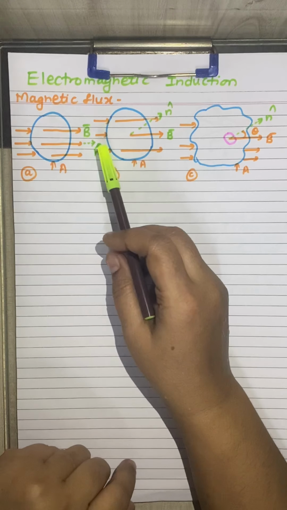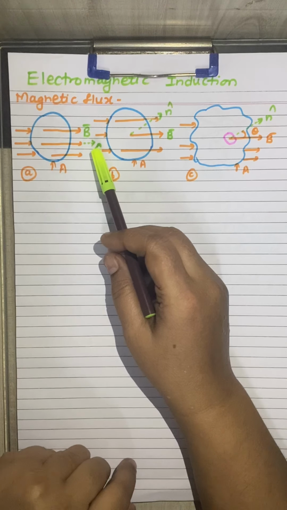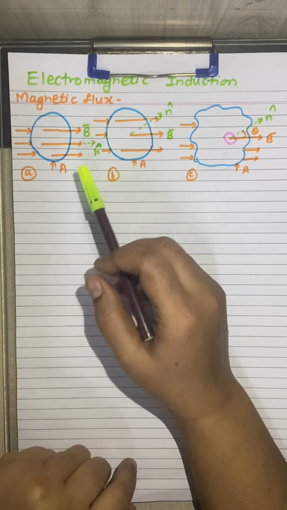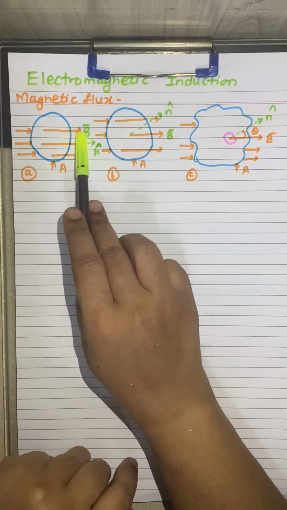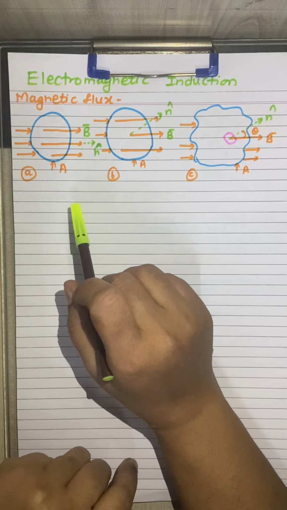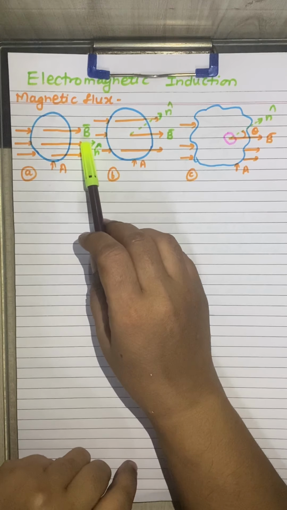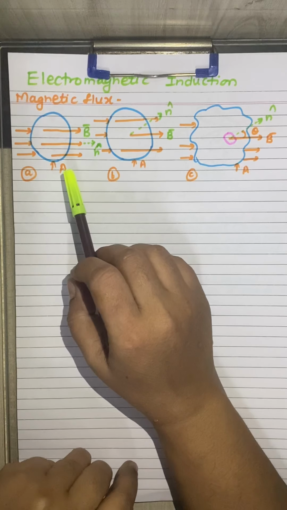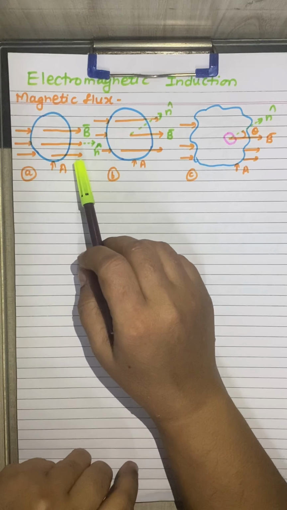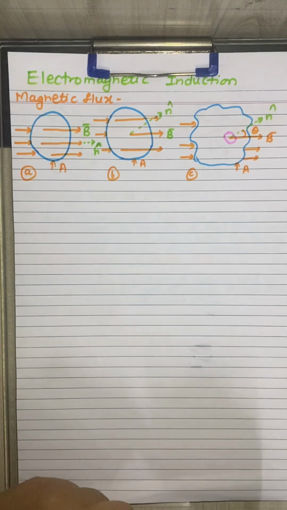The magnetic flux through any surface placed in the magnetic field is the total number of magnetic lines of force crossing this surface normally. It is measured as the product of the component of the magnetic field normal to the surface and the surface area. Okay, so magnetic flux is a scalar quantity, and it is denoted by the letter phi or phi B.